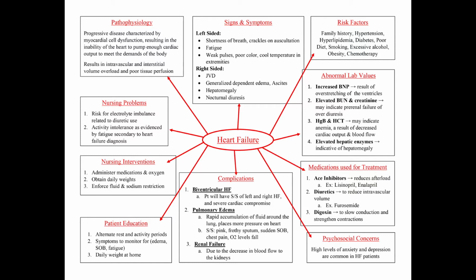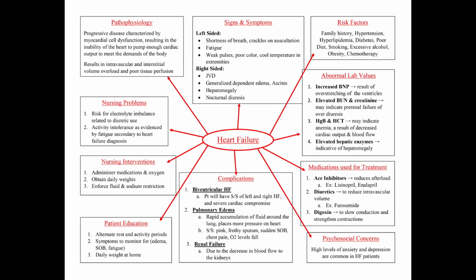Diagnosis of heart failure is primarily based on the patient's history, their physical assessment, as well as lab values. The lab values will show an increased BNP level, which is a result of overstretching of the ventricles. It could also show elevated BUN or creatinine, which could indicate pre-renal failure or overdiuresis, because this patient is going to be on furosemide or another diuretic to decrease the intravascular volume. You may also notice lower levels of hemoglobin or hematocrit or elevated hepatic enzymes.